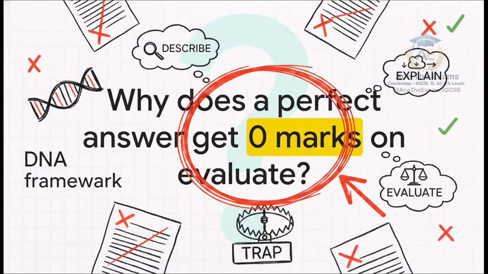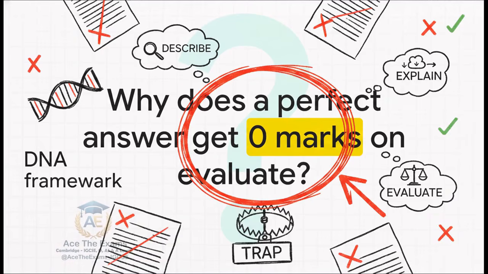Let's say you've memorized the framework perfectly. You extract the data from the graph, you define your terms flawlessly, you explain the hydrogen bonds beautifully, you walk out of that exam hall thinking you've absolutely nailed it. But then you get your paper back and you see a giant red 0. Why? Why does a biologically perfect describe answer get exactly 0 marks on an evaluate question?